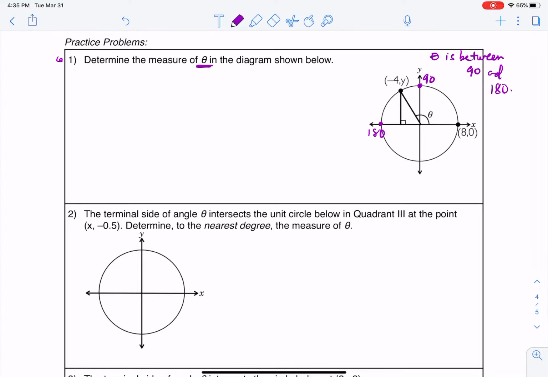Okay? For question 2, the terminal side of angle theta intersects the unit circle below. Because it's a unit circle, we know the radius equals 1. Okay, so use that to help you decide, are you going to use sine, cosine, or tangent to solve this problem?